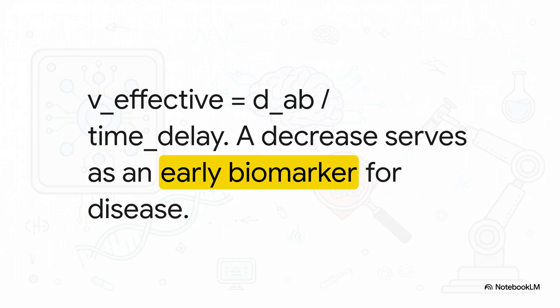We take the physical distance between two brain regions and divide it by the time delay of neural firing events between them. If this velocity decreases significantly over time, it serves as a highly sensitive early biomarker for neurodegenerative diseases like Alzheimer's or Parkinson's, completely detectable long before physical symptoms ever manifest.